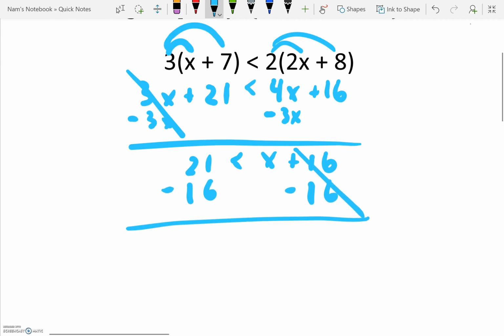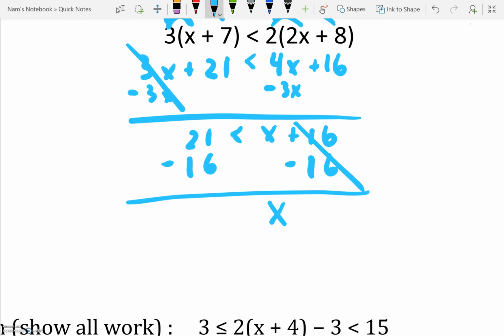This zeroes out, and I get x. 21 take away 16 is 5. And I drop my inequality sign because I didn't multiply or divide by a negative. So 5 is less than x. You can also do the symmetric property of equality, which it could become x is greater than 5.